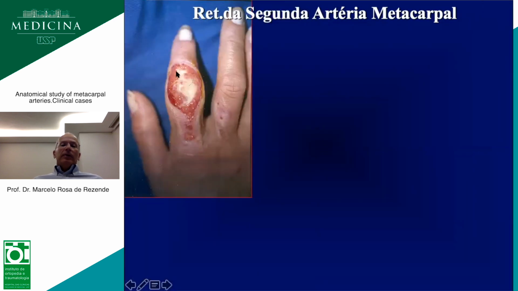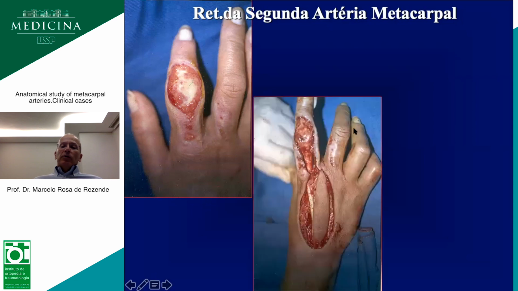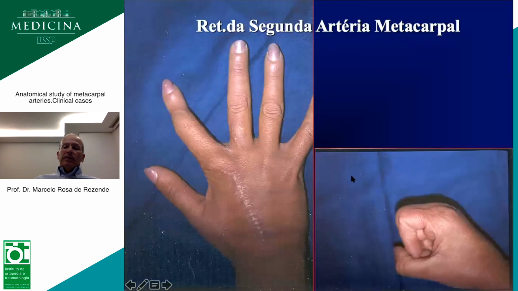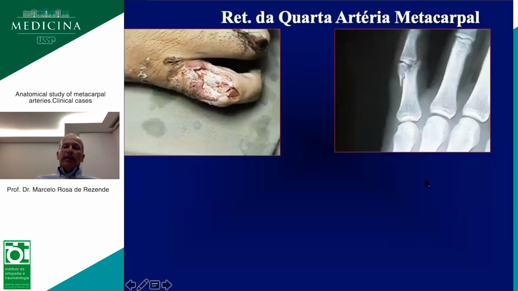Here is a burn injury at the dorsal aspect of the second finger, with exposure of the tendon and the joint, also the IP joint. So we planned the second metacarpal flap, an anterograde flap, based only on the cutaneous branch distally, that is located about 1 centimeter proximal to the metacarpophalangeal joint. Here is the long follow-up of this patient.